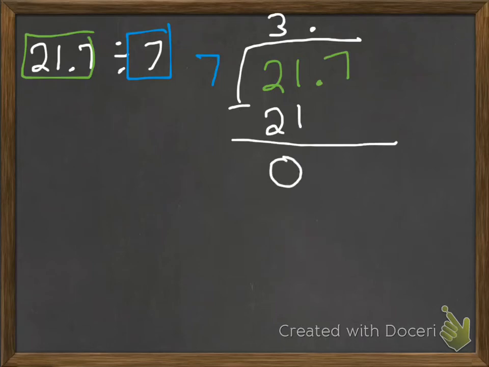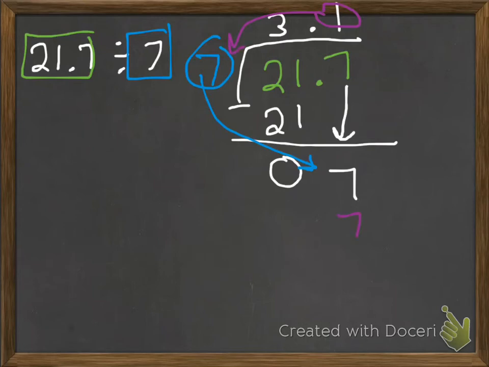Now let's go ahead and bring down our 7. Now let's divide. Can 7 go into 7? Yes, absolutely. Goes in there once. Now let's multiply. Let's take this 1, multiply it by the 7. We get 7. Let's subtract, and we get 0. So the answer there is 3.1.